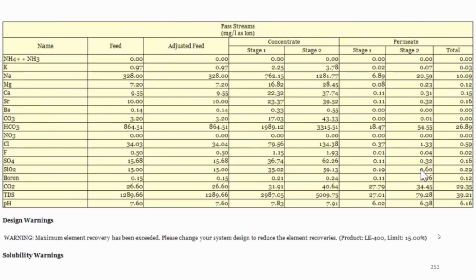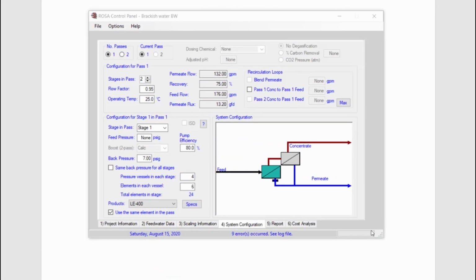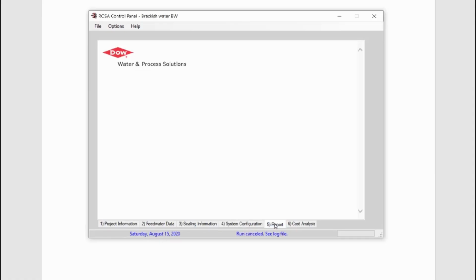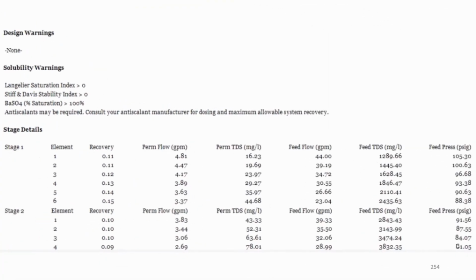But we still have the second problem related to the recovery, and for this I apply a booster pump again for the second stage to solve this problem. I also input a booster pump of 10 psi for the second stage and get a report. Now as you can see, the design warning is solved and we don't have any warning in this simulation, and the recovery and permeate flow also reduced in the first and second stages.